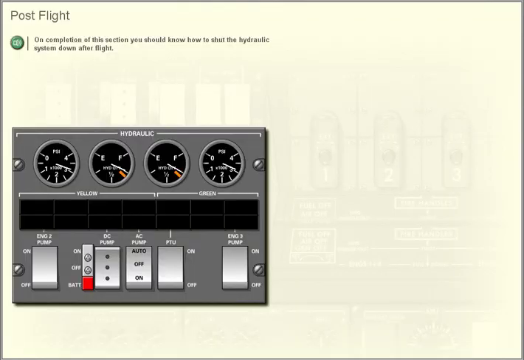Post-flight. On completion of this section, you should know how to shut the hydraulic system down after flight. Shutting down. During the shutdown checks, the hydraulic systems are switched off in the reverse sequence.